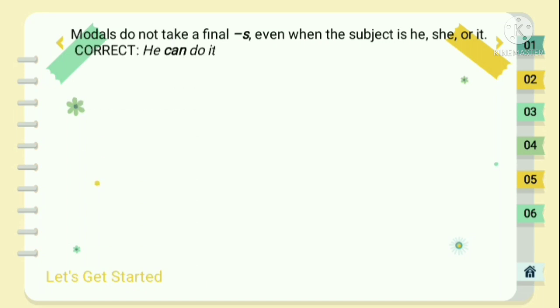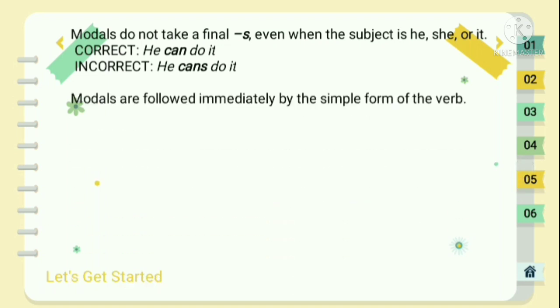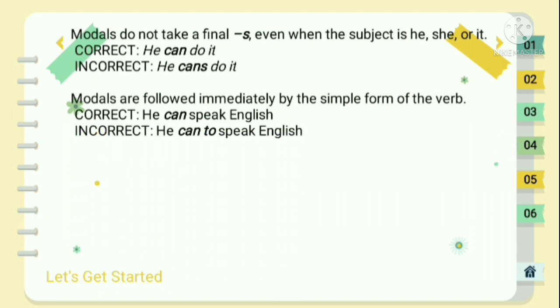The correct sentence is, he can do it. Incorrect sentence, he can't do it. So the modal auxiliaries are not followed by final S. Modals are followed immediately by the simple form of the verb. Correct sentence is, he can speak English. Incorrect, he can to speak English.